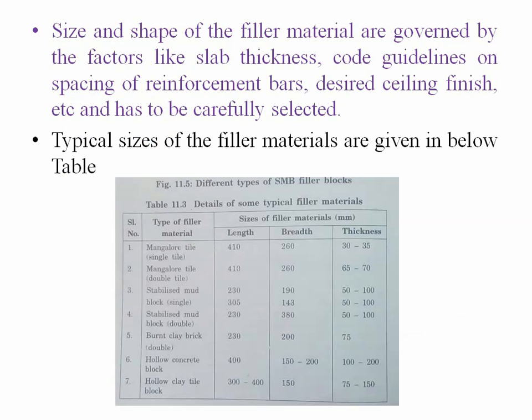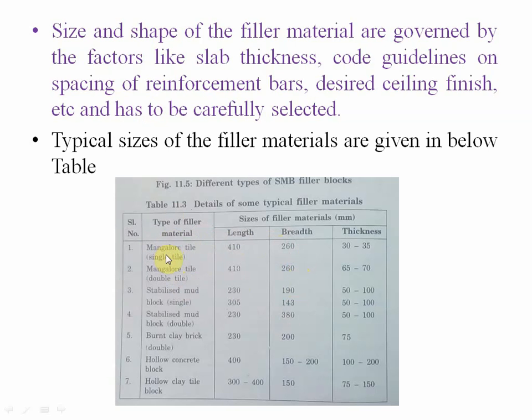The size and shape of the filler material are governed by factors like thickness, code guidelines on spacing of reinforcement bars, desired ceiling finish, etc., and have to be carefully selected. So the size and shape of the filler material will depend on the code guidelines, slab thickness, spacing of reinforcement, and desired ceiling finish. Here you can see the code guidelines for the filler material.